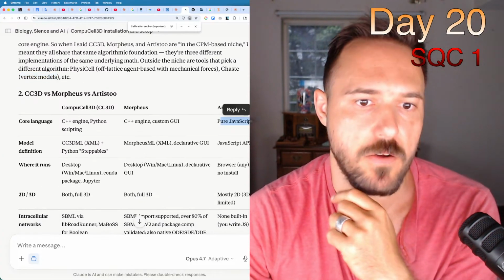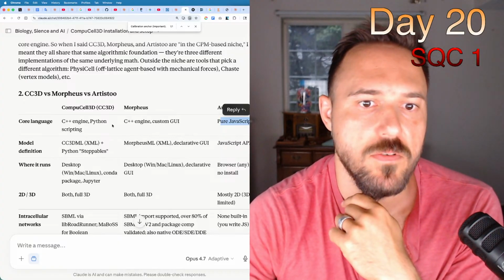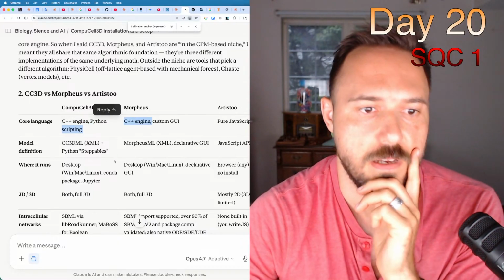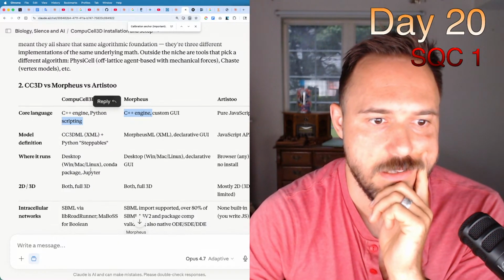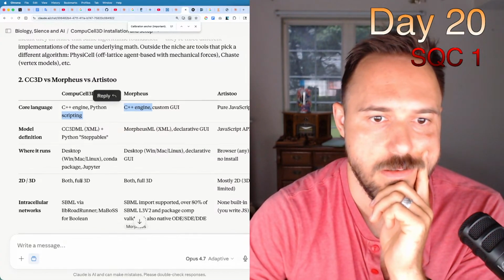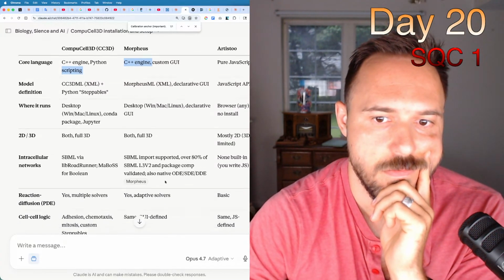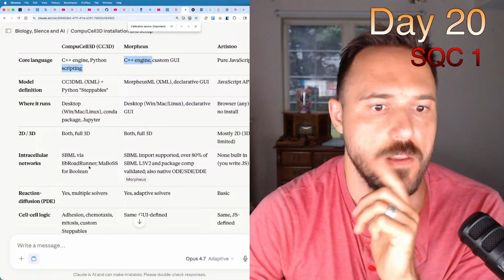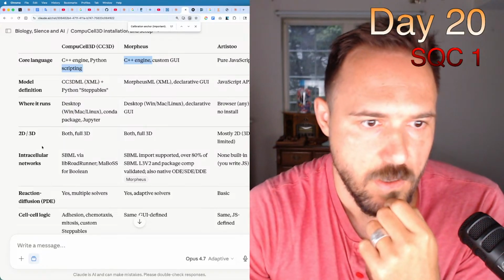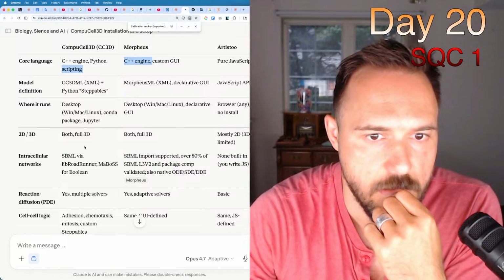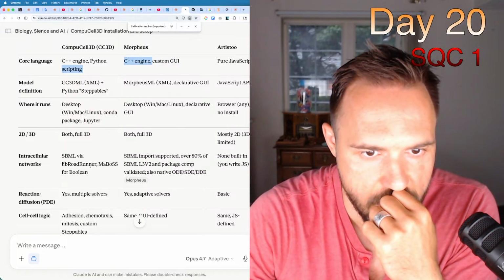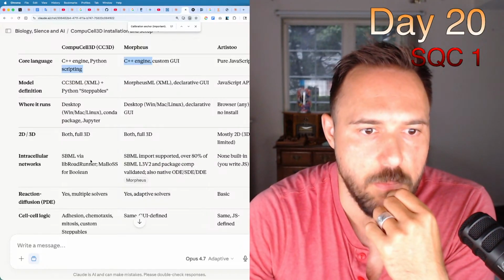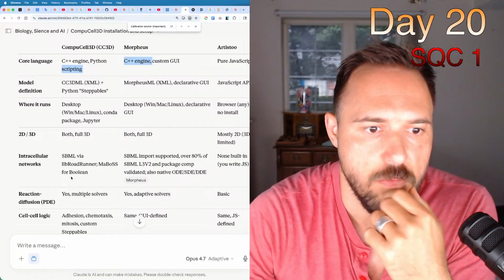Pure JavaScript, out. Engine: custom GNU, Morpheus, and CC3D, they did the same CPM. Runs on desktop, browser, any known style. None built in your preferred JavaScript. SBML via Libroadrunner, Mass Boss for Boolean. Full 3D.